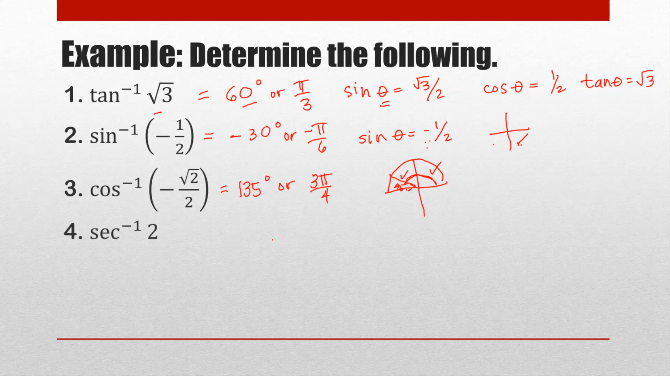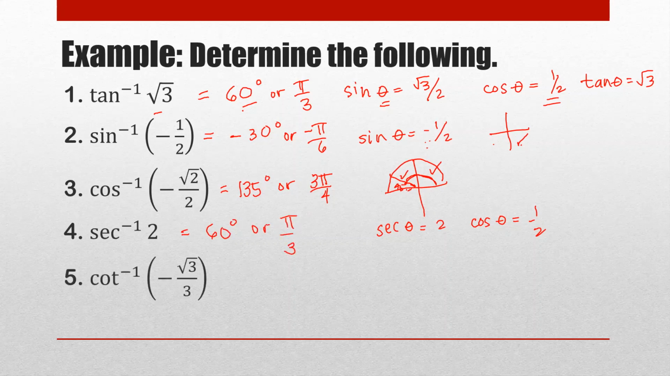What about arc secant of 2? Arc secant of 2 means secant is 2, or the cosine value is 1/2. Yan. So parang yung kanina sa number 1, if cosine value is 1/2, that means 60 degrees. We want a 60-degree angle, or equivalently, this is pi over 3.